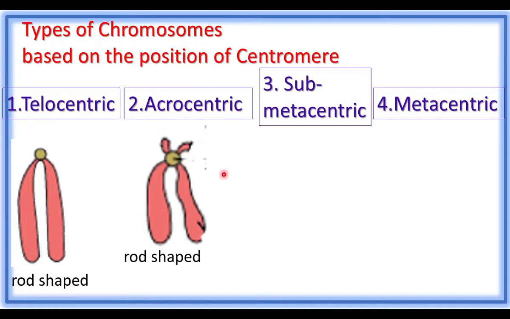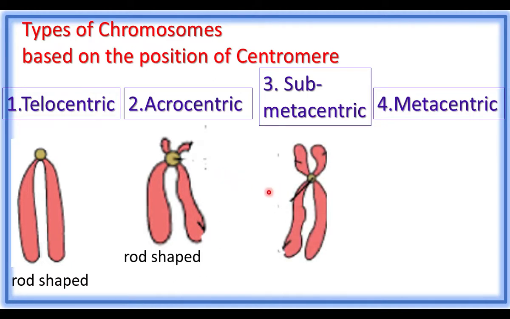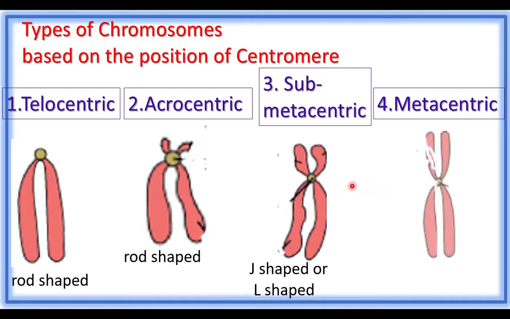In submetacentric chromosomes, the centromere is present near the center, just away from the center. These chromosomes are J-shaped or L-shaped. Metacentric chromosomes have two equal arms, and the centromere is present at the center. The word meta means center. These chromosomes are V-shaped. The chromosomal shapes, V-shaped, L-shaped, rod-shaped, can be seen during cell division. During cell division, the chromosomes move towards opposite poles. At that time, we can recognize the shape of the chromosomes.